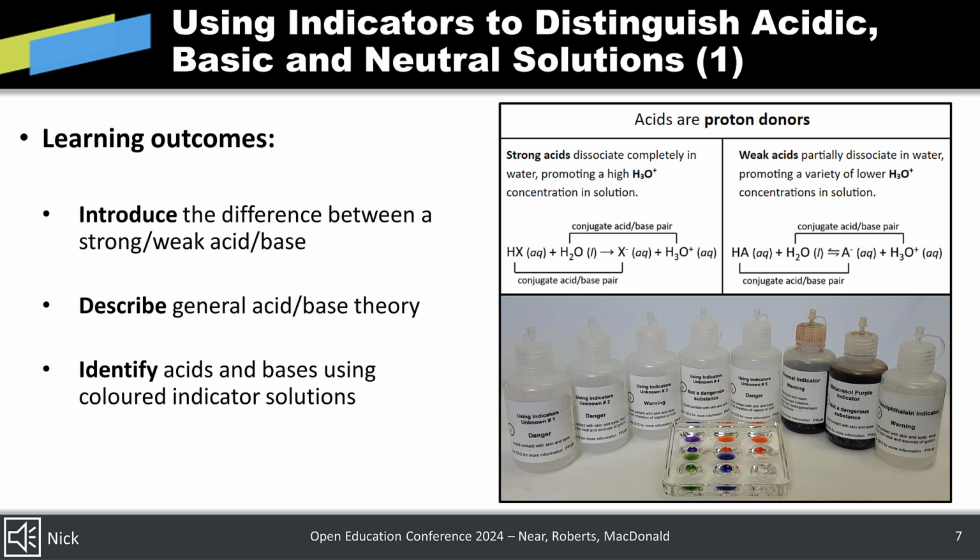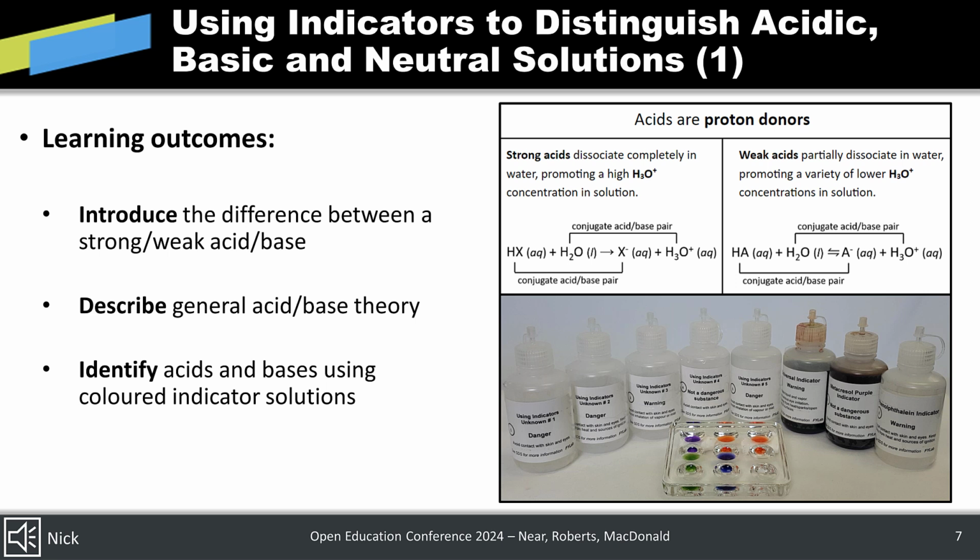So there are 3 primary learning outcomes for this experiment. 1, we want to introduce the difference between a strong and weak acid or base. We would then want to describe general acid and base theory to students, and we want them to be able to identify acids and bases using colored indicator solutions that we provide them in lab.